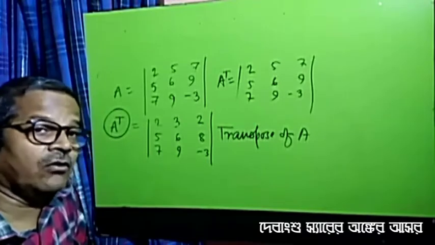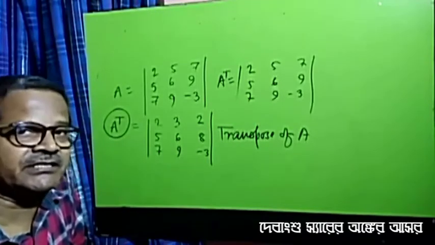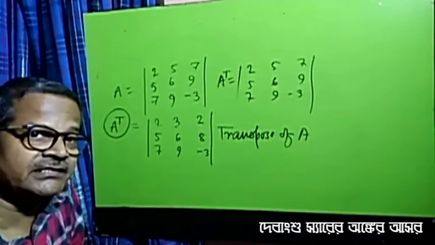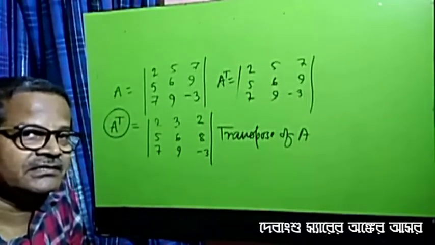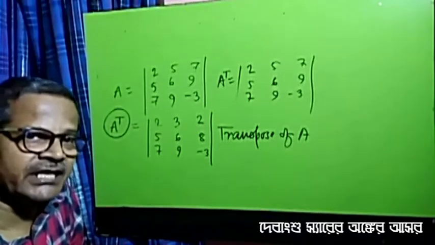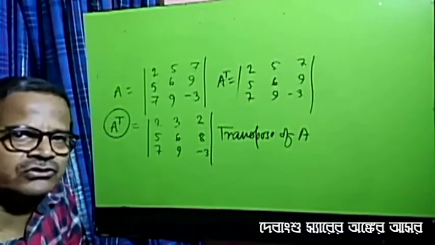Again note that all the diagonal determinants are symmetric. So taking the transpose of a diagonal determinant makes no change.